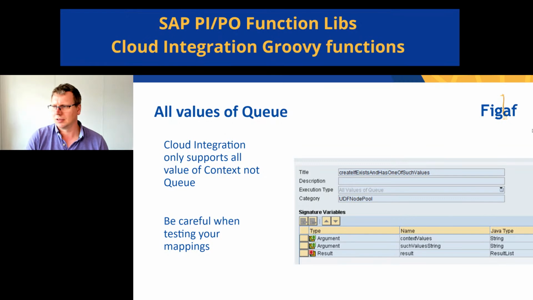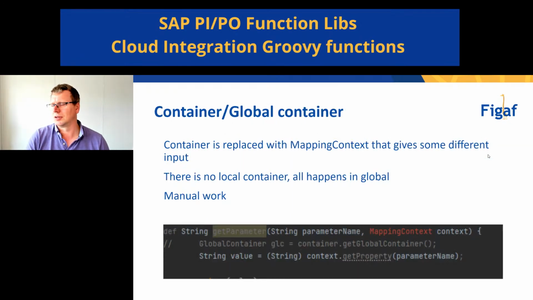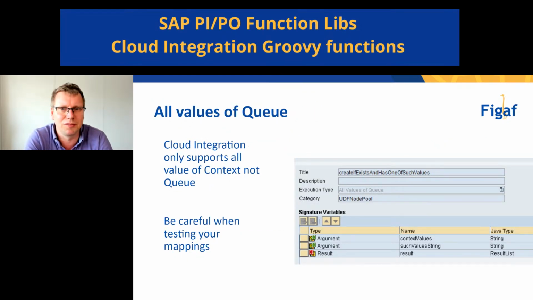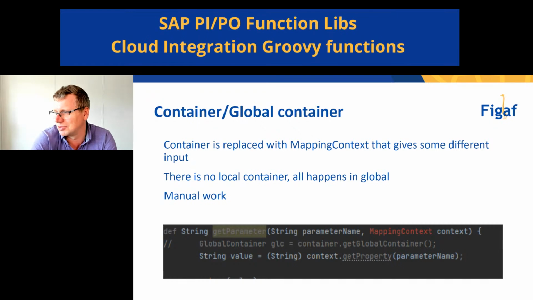Another thing is the global container, and I think that is probably a bigger problem. I think for the value of a queue, it is important, but I would reckon that you need to be pretty good to create these full queue functions to actually do something. So yeah, it's not something that happens too often.